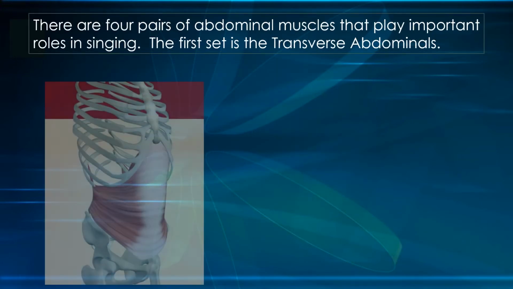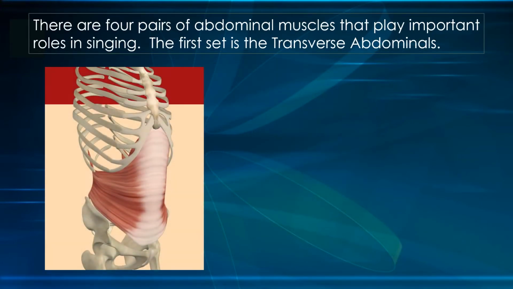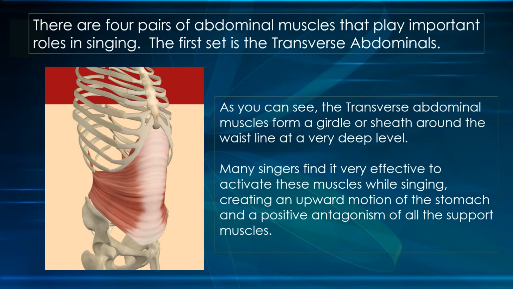There are 4 pairs of abdominal muscles that play important roles in singing. The first set is the transverse abdominals. As you can see, the transverse abdominal muscles form a girdle or sheath around the waistline at a very deep level. Many singers find it very effective to activate these muscles while singing, creating an upward motion of the stomach and a positive antagonism of all the support muscles.